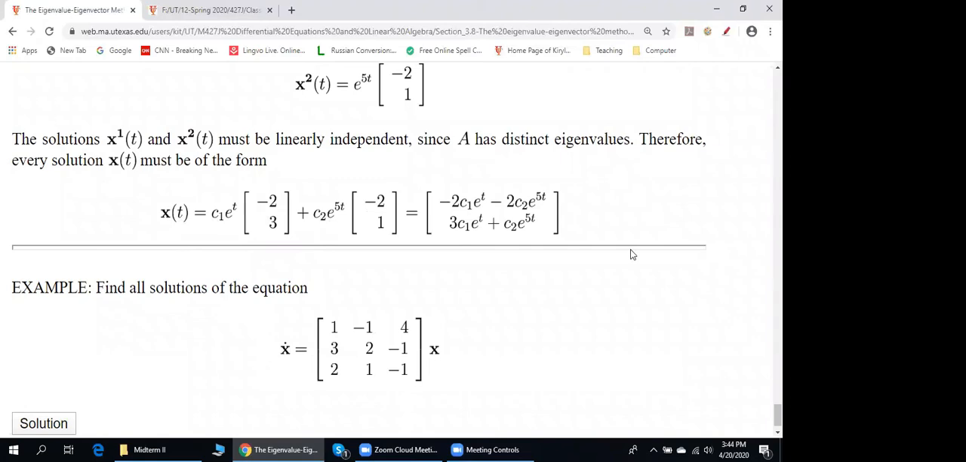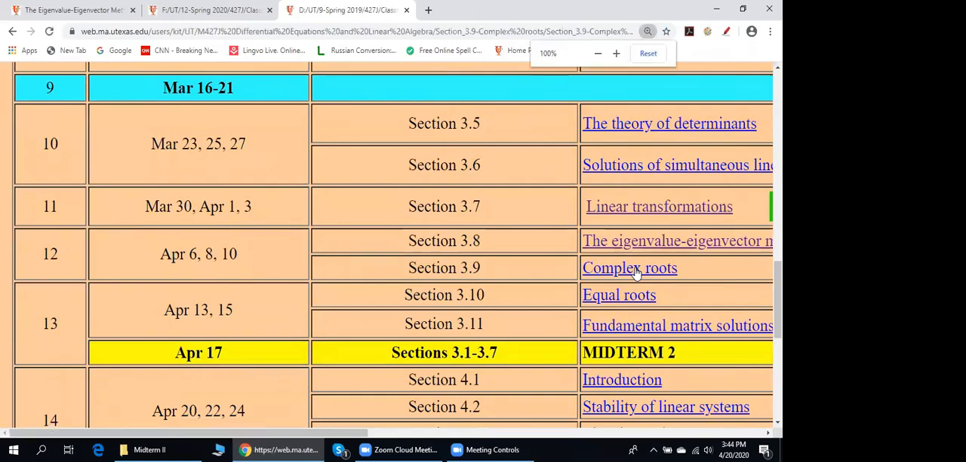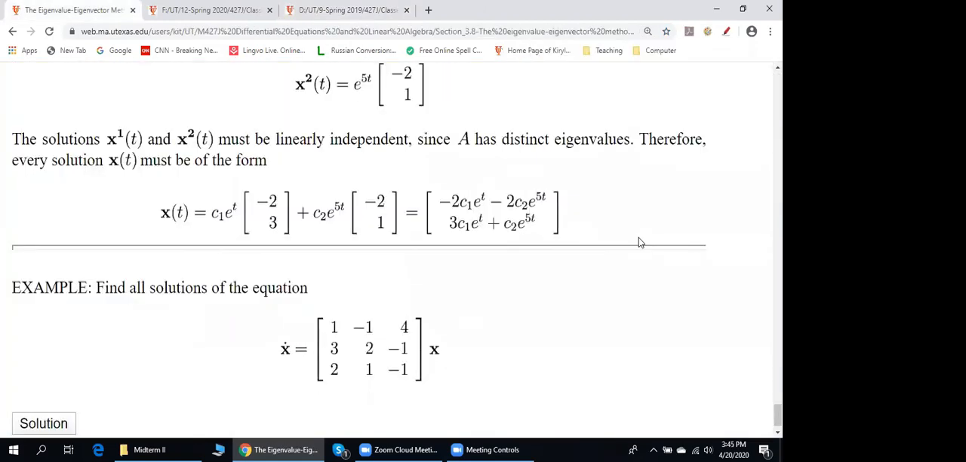Done. Questions here? Is it possible to have imaginary solutions for lambda, and what would happen then? Absolutely. Imaginary solutions will be discussed in the next section, which is called complex roots. Okay, thank you. Questions?